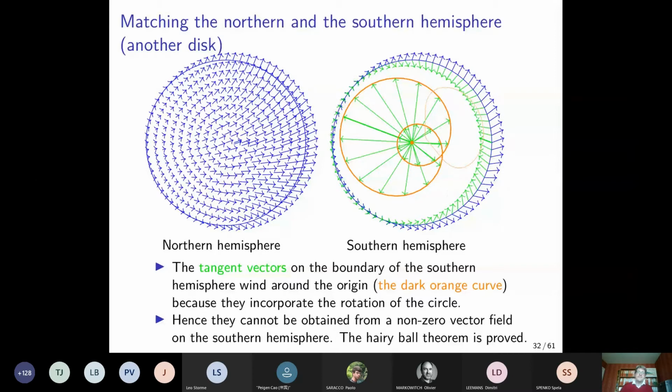So we see that the green vectors on the boundary here cannot be obtained from a non-zero vector field on the southern hemisphere. But we had started with a non-zero vector field on the disk. And so we have obtained a contradiction. And so the Hairy Ball theorem is proved.